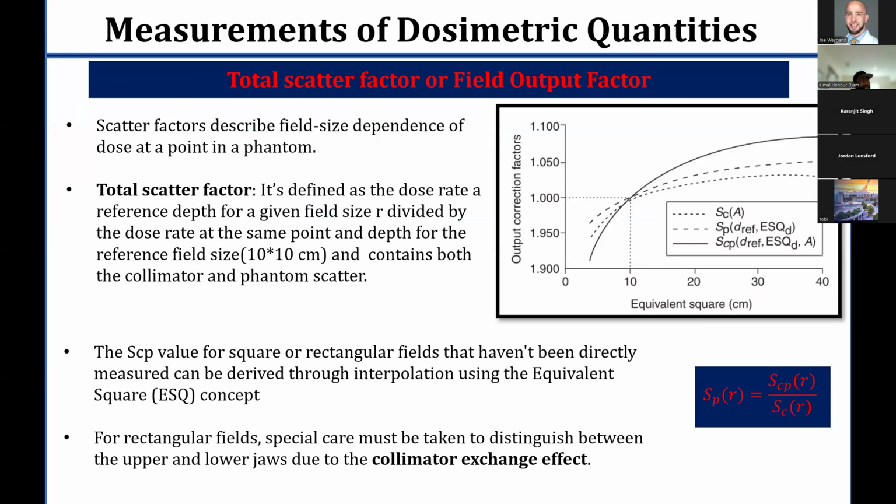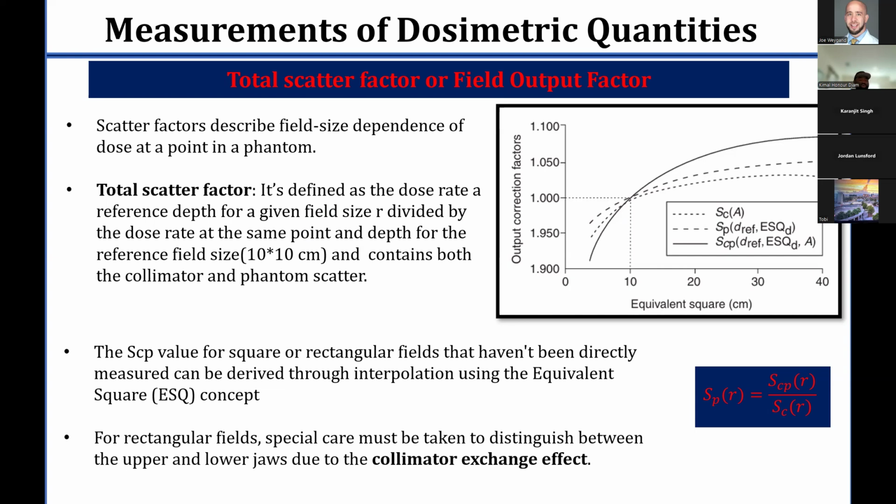The next thing I want to talk about here that's very important is the total scatter factor or field output factor. If you've noticed, the word output is used very loosely in medical physics. And so in every conversation, I recommend that you should try to understand the context because it means different things in different contexts. Now, keep in mind that the field output factor is defined as the ratio of the absorbed dose per MU at the reference depth in a full scatter phantom for a specific collimator setting to that of a reference field geometry, typically 10 by 10.